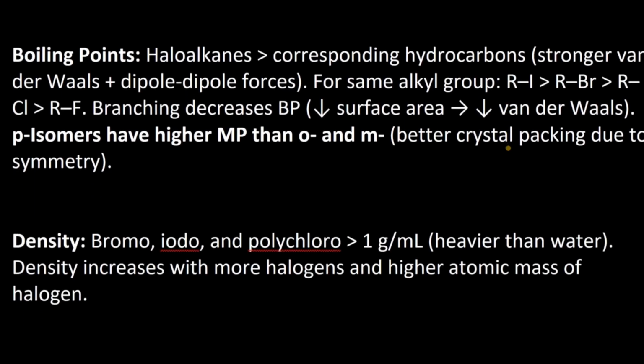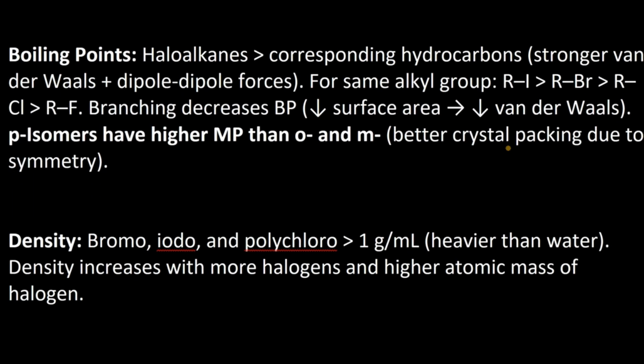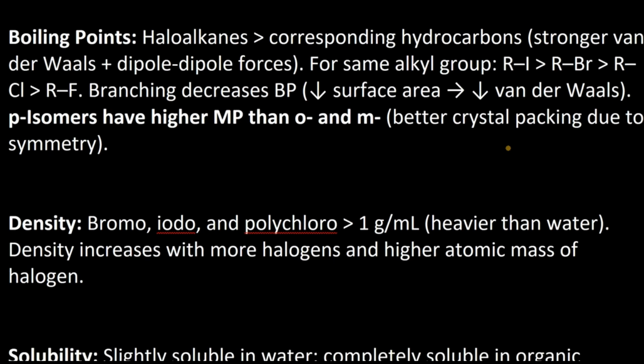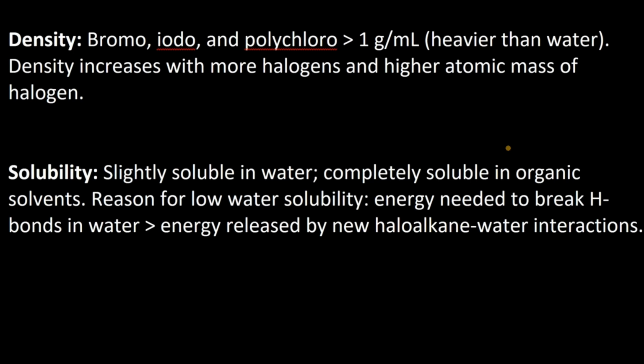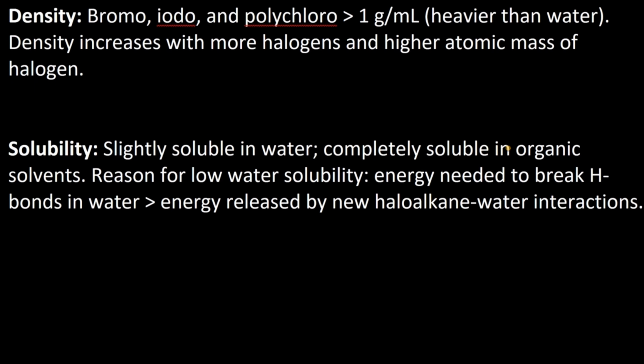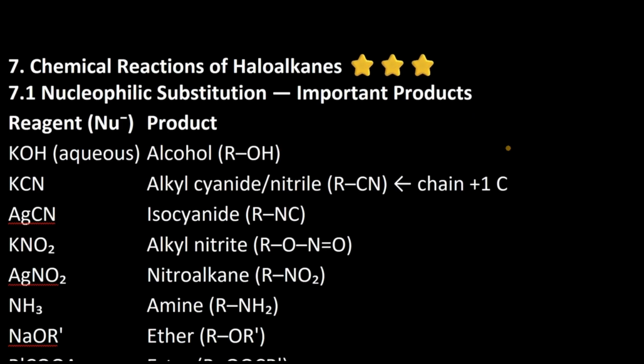The boiling points of haloalkanes are more than the corresponding hydrocarbons because of the dipole-dipole forces and van der Waals forces. And as usual, as the branching increases, the boiling point decreases. As the molecular weight increases, the boiling point will also increase. Then density. Bromo, iodo and polychloro compounds have more density than the other ones. Solubility, these are slightly soluble in water, completely soluble in organic solvents.